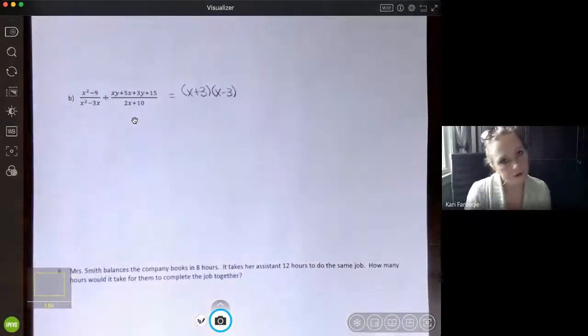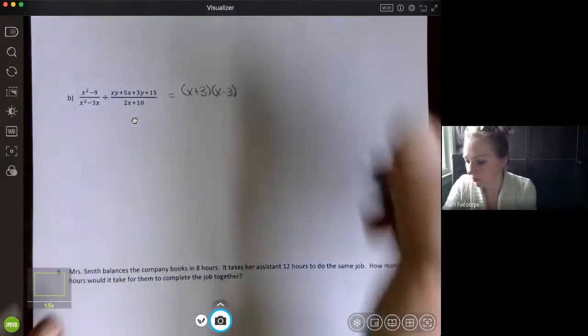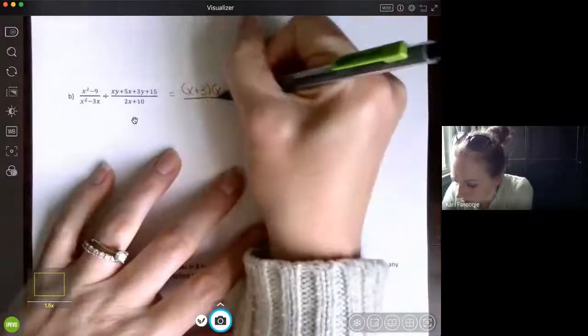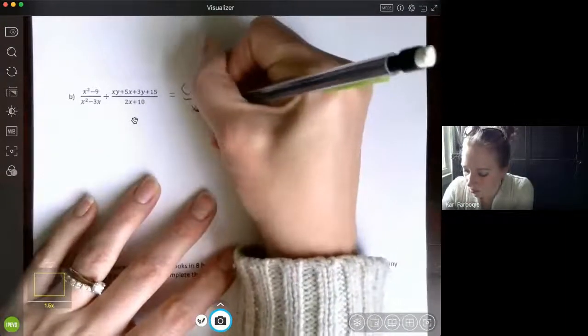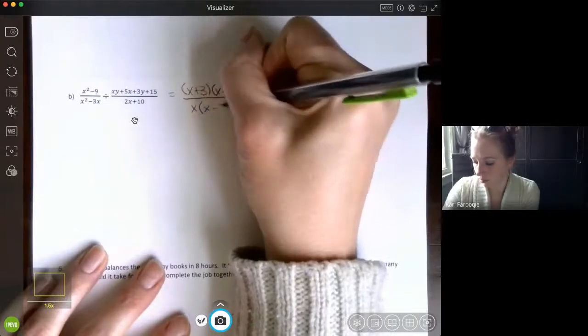Now remember, that was from chapter 6, section 5. So if you don't remember how to factor the difference of 2 squares, you're looking in 6.5, those notes from chapter 6, factoring binomials. In the denominator, you can factor out a common factor of x, and that leaves you with x minus 3.